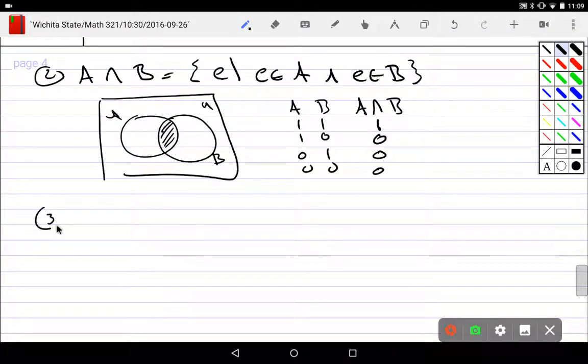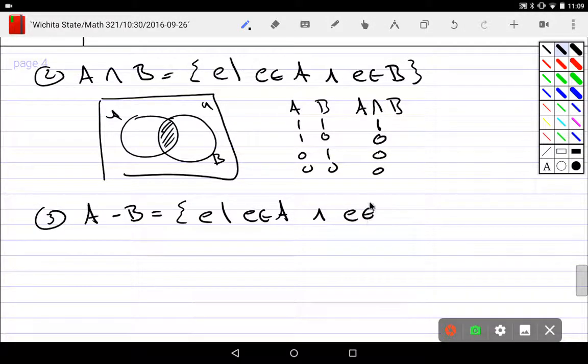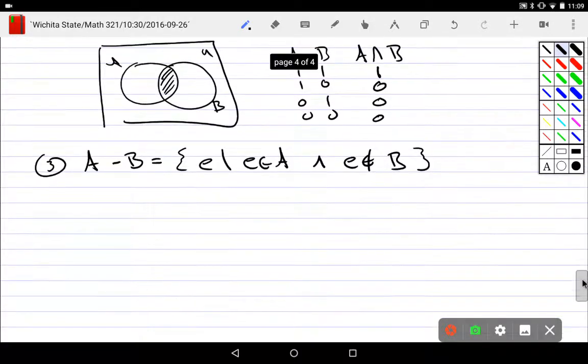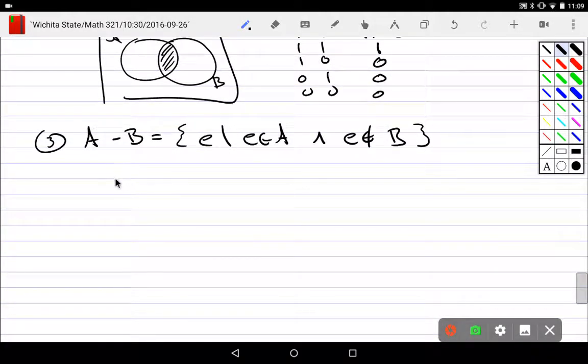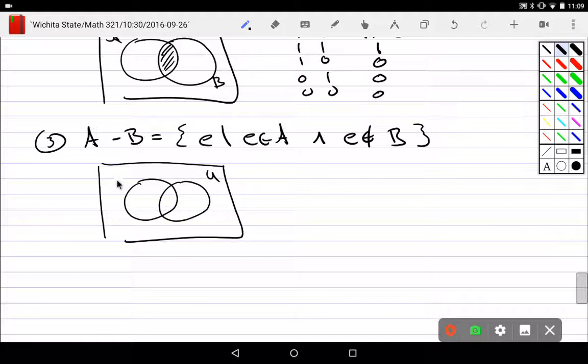Third is the difference. A minus B. These are all elements such that the element is in A and the element cannot be in B. Given A, take away the B's. Venn diagram's pretty easy. What's everything in A that's taking away the B elements? That's all of A taking away the B elements.